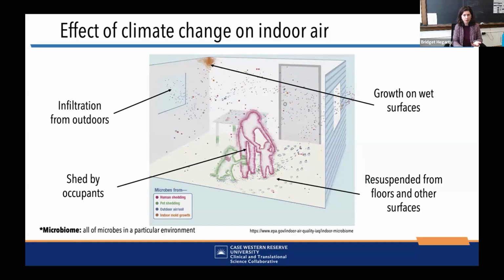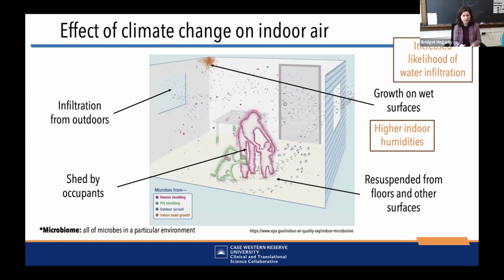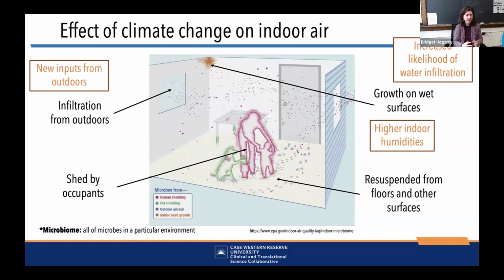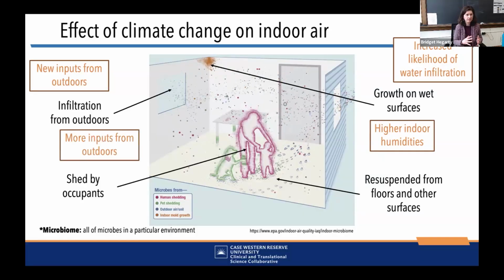For instance, growth on wet surfaces is going to become more prevalent with higher indoor humidities because of climate change, increasing temperatures, increasing humidity. Also, because climate change is increasing the likelihood of bigger rainfall events, there's increased likelihood of water infiltration, and if you have more water, then there's more likelihood of fungal growth. And then, as with the previous table, if there's more pollen outdoors and more fungal spores, there are going to be more inputs from outdoors.